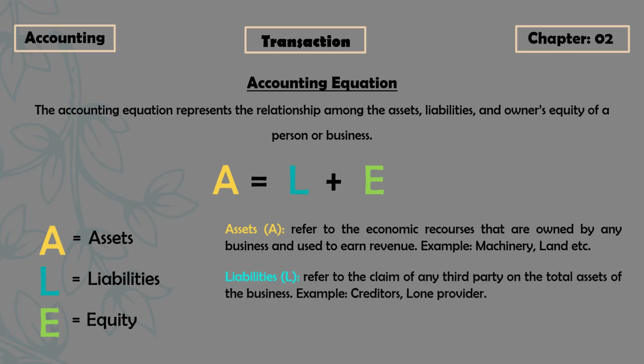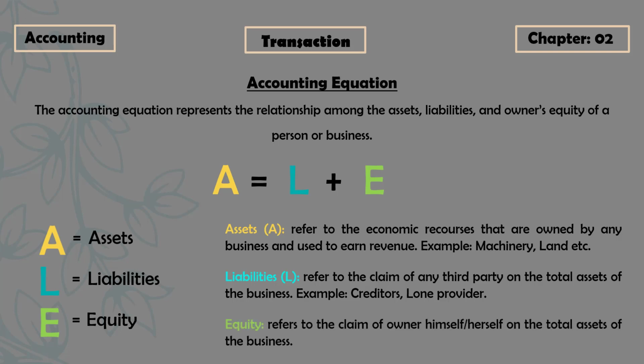Liabilities. Liabilities refer to the claim of any third party on the total assets of the business. Example: creditors, loan providers. Equity. Equity refers to the claim of the owner himself or herself on the total assets of the business.